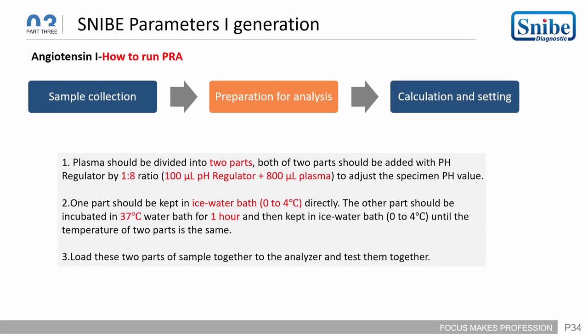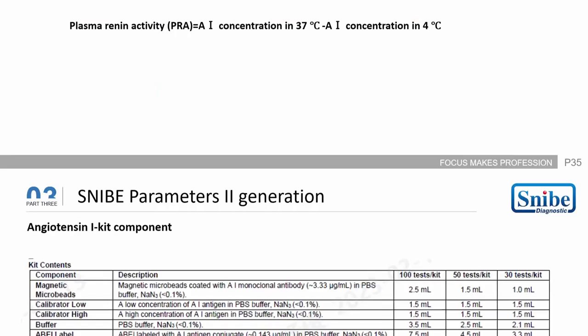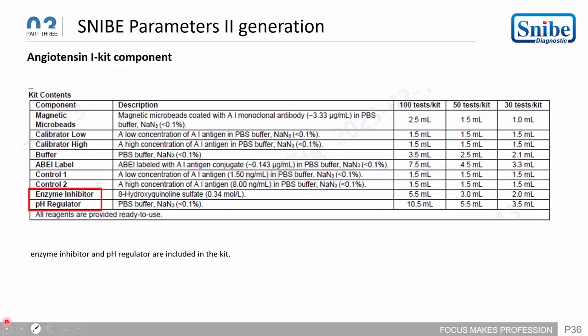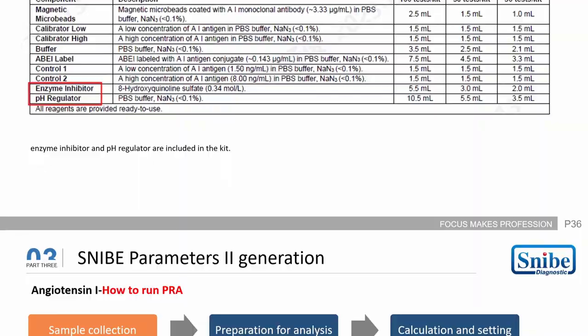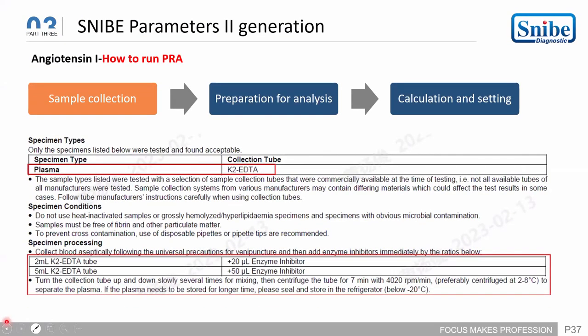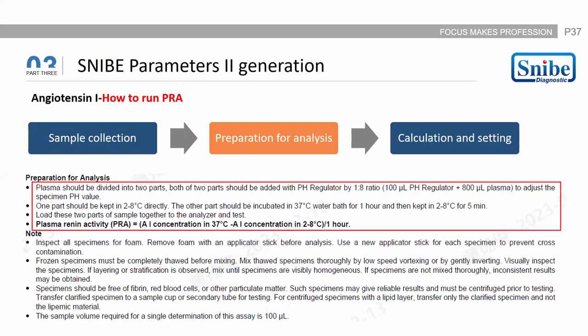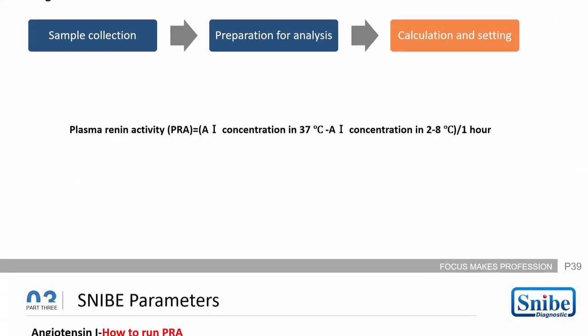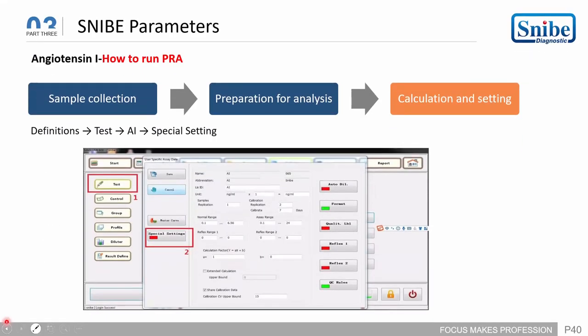So when you have this angiotensin 1 kit component, they have an enzyme inhibitor and pH regulator. So you can use that. So how to run that? This is the plasma type. This is the preparation for the analysis given. And then this is the calculation through which that can be done.